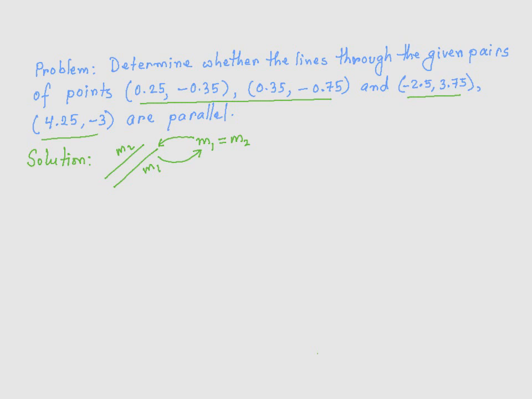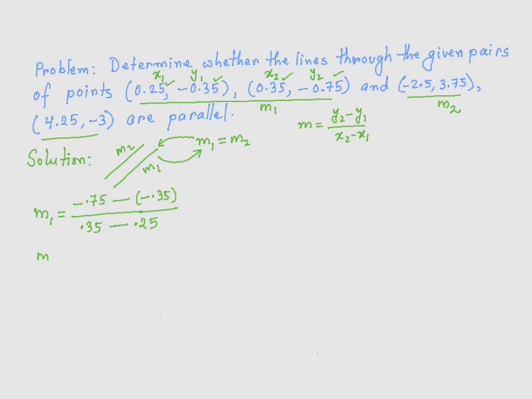Now we are going to find the slopes of these given lines by using the slope formula, m is equal to y2 minus y1 divided by x2 minus x1. I am going to call the slope of this line m1 and the slope of this line m2. And I am going to label this point as x1, this one as y1, this one as x2, this one as y2. Now let's find m1 first. m1 is going to be equal to y2 minus y1. So negative 0.75 minus y1, which is negative 0.35, divided by x2, which is 0.35, minus, this minus comes from the formula, x1, which is 0.25.